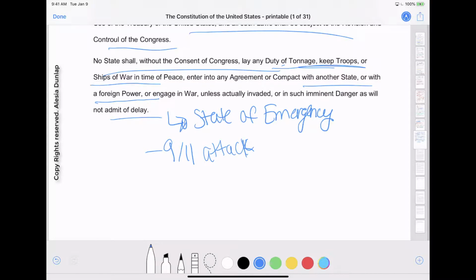This was a very long lesson because we're going over the powers of Congress and the Constitution. It did take a little bit long. But this does conclude our lesson on Article 1. Next time we will focus on Article 2. So stay tuned for that.